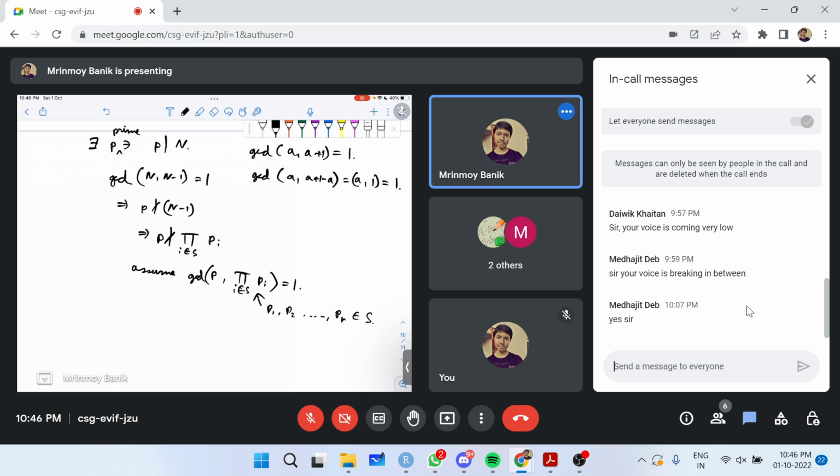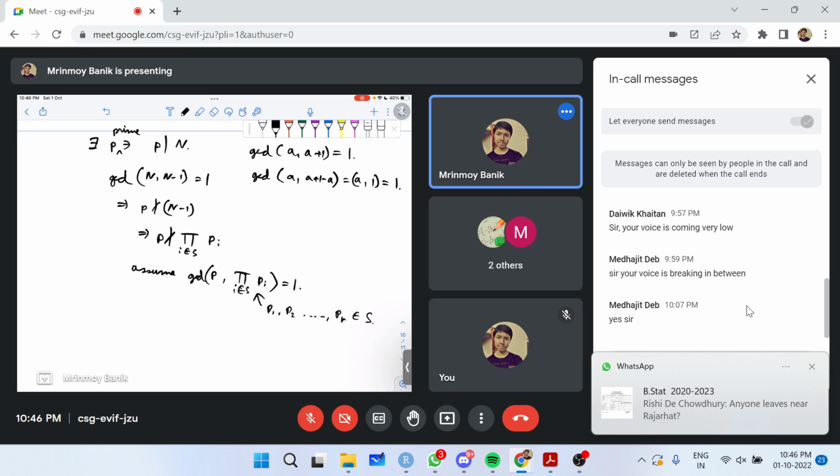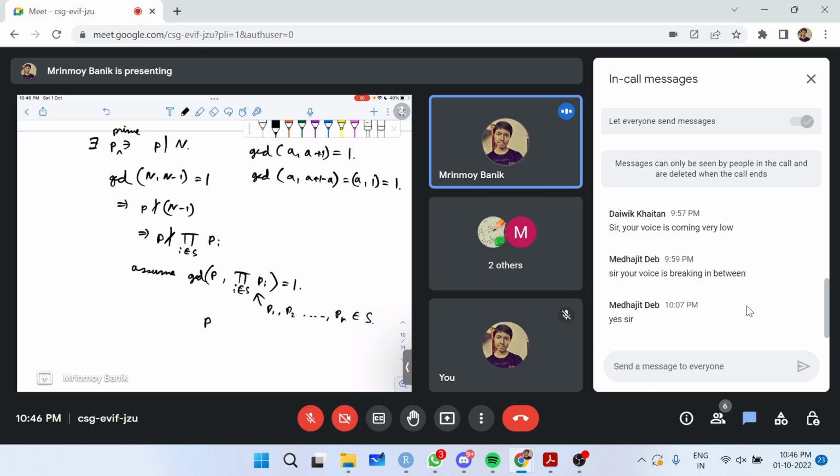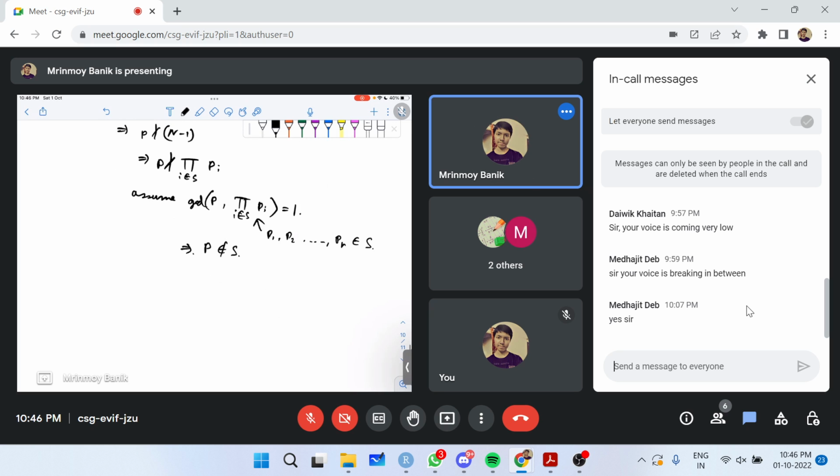So that would mean p is a prime number, right? p can't be divided by any prime number other than itself, and that prime number p doesn't divide the whole product. So p is not inside S. So that is a contradiction, if we assume the universe of prime numbers were finite and everything is contained in S.